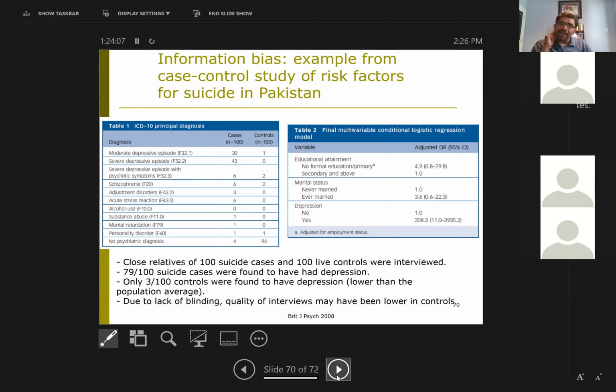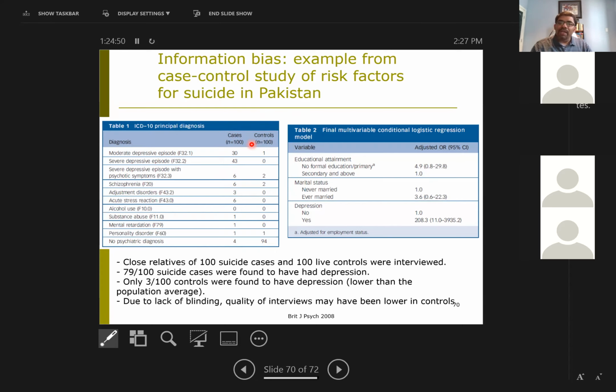Here is a spectacularly biased case control study that is published, which I use a lot as a teaching example, right? So here is a study on risk factors for committing suicide in Pakistan. So they found, here are 100 cases, here are 100 controls. They found spectacular levels of depression in the cases, right? So 30% moderate depression, 43% severe depression. If you add up everything, pretty much everybody in the case group is depressed and pretty much nobody in the control group is depressed.